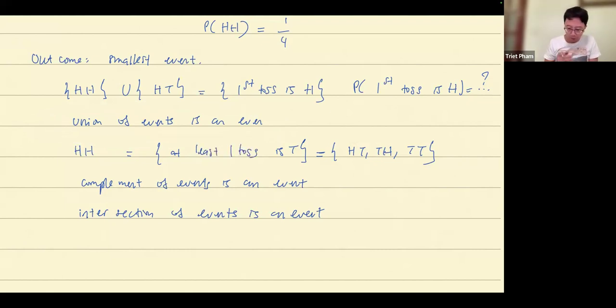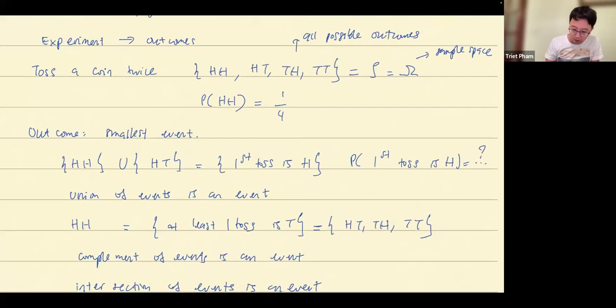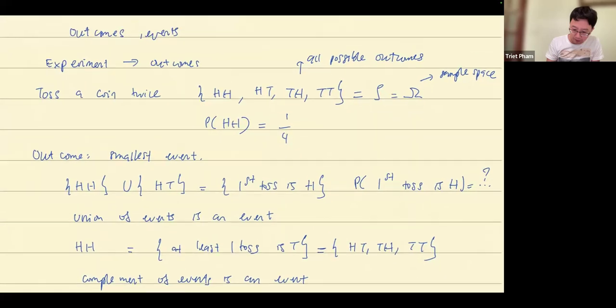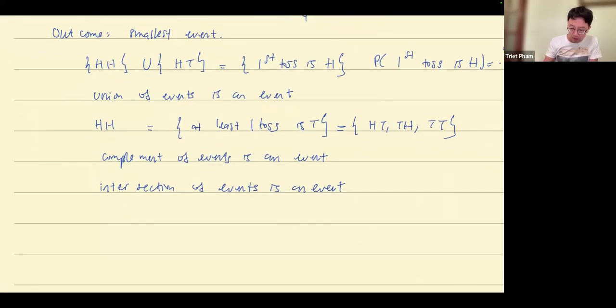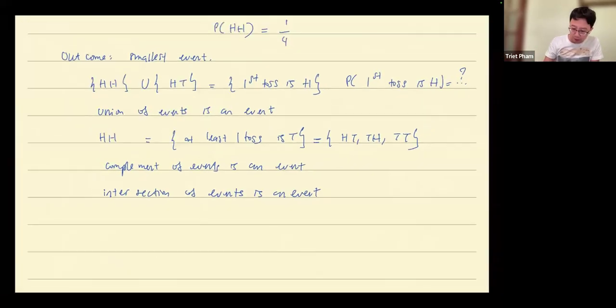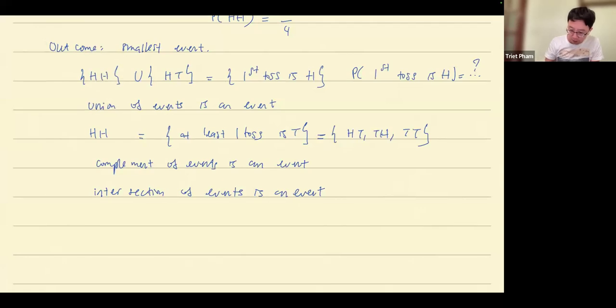Okay, list this up. All right. So what else? So these are rules of events, right? Notice that. So for example, what is an example where we say intersection of events is an event? Well, for example, first toss head intersect with second toss tail is of course the outcome of the event head tail, right?